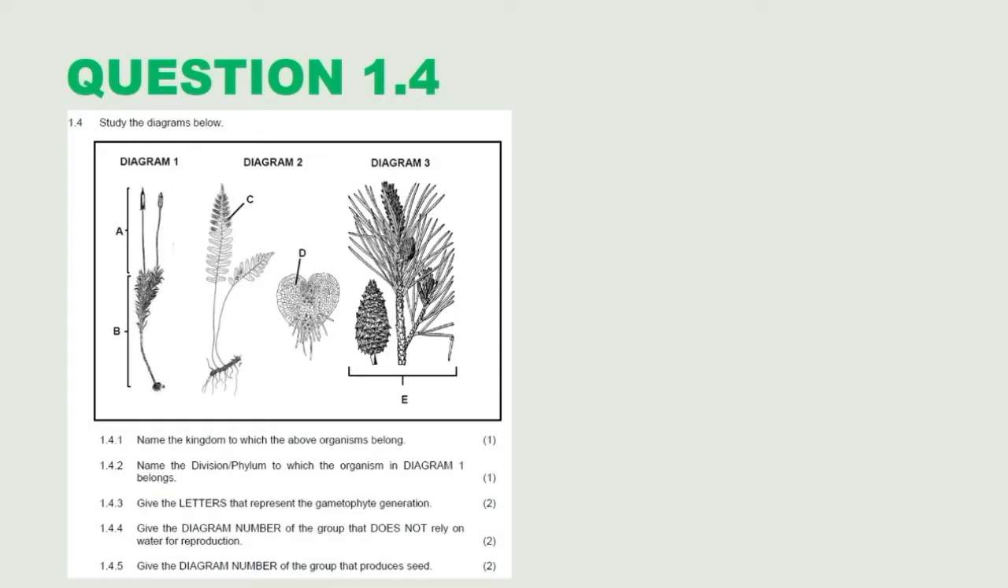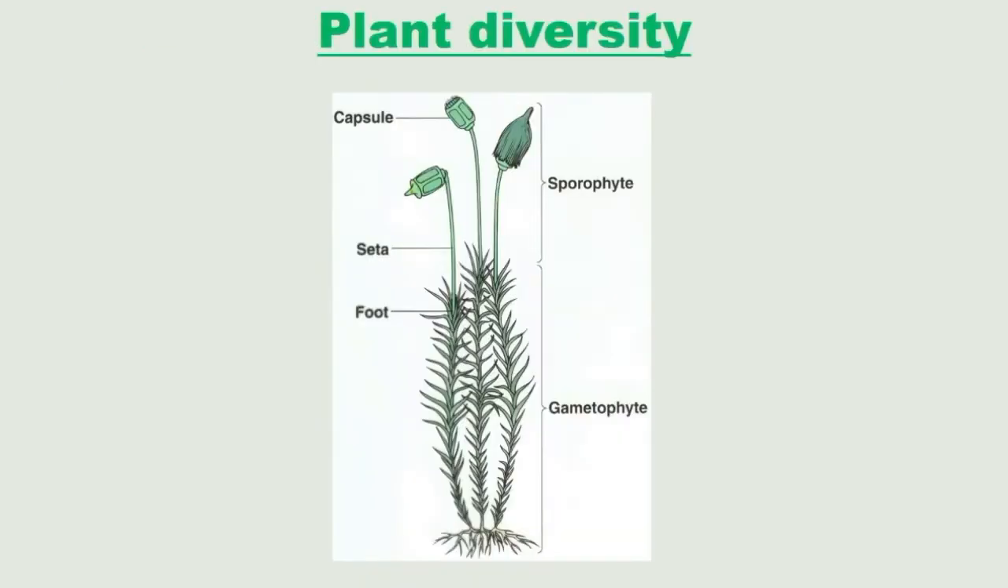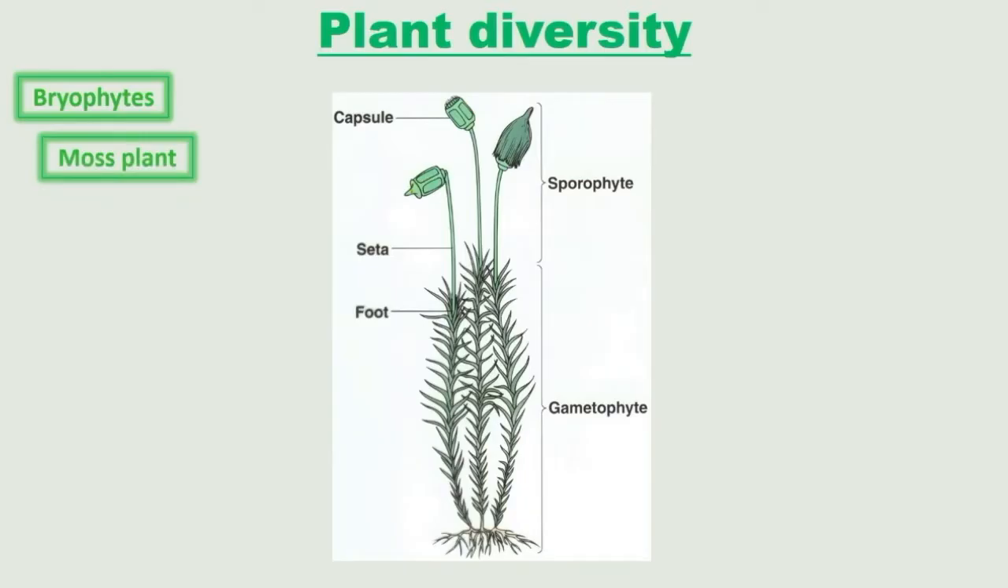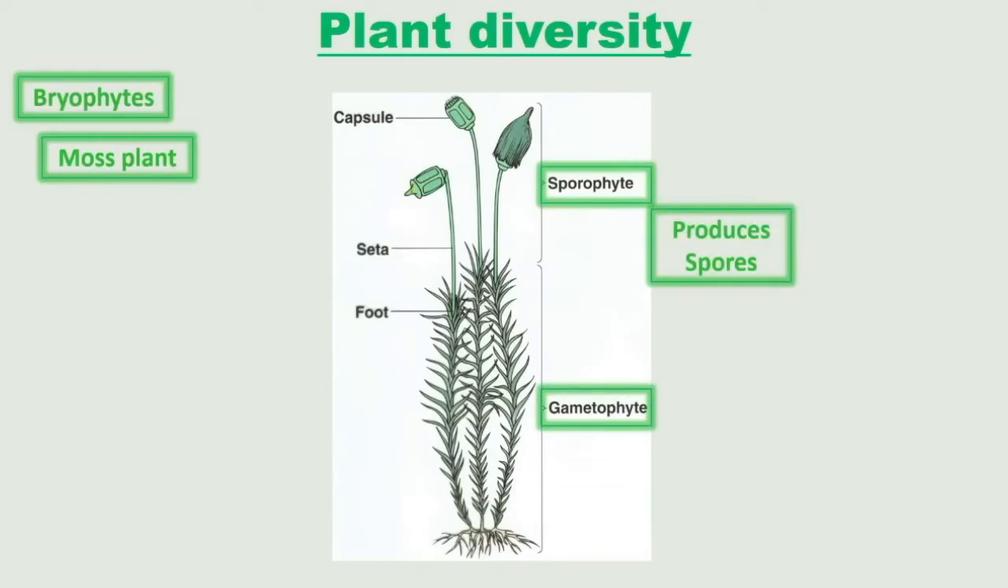Before we get started, let's just have a look at a summary of what each of these plants entail. Firstly, we will look at the first plant division, which is known as the bryophyte. The plant that we are looking at is a moss plant. Here they've given you a few labels. The important ones are the sporophyte and the gametophyte. Your sporophyte is the section of the plant that produces spores. Remember that a spore is a haploid cell.